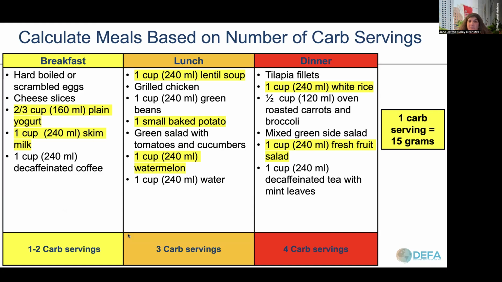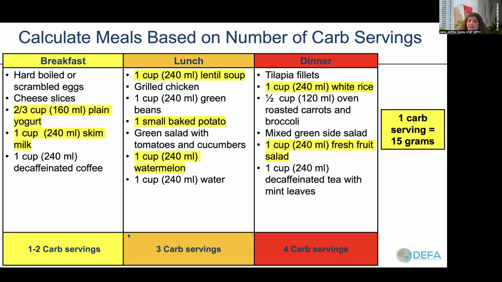For lunch, this person chose some lentil soup, which was 1 serving of carbohydrate, but the grilled chicken is free, the green beans are free, they could have other vegetables that are not starchy with it. The baked potato very much counts, so 1 small baked potato is fine, or if you have large baked potatoes, you can cut it in half, share the other half with someone else, or save it for your next meal.